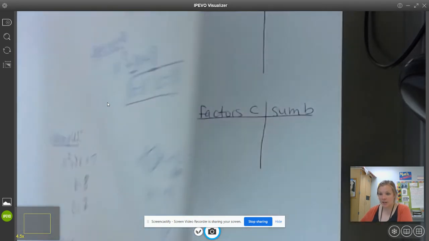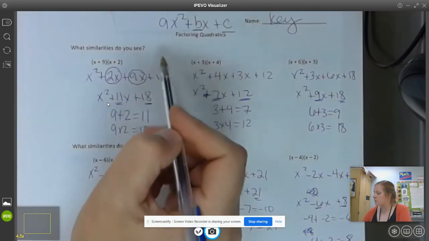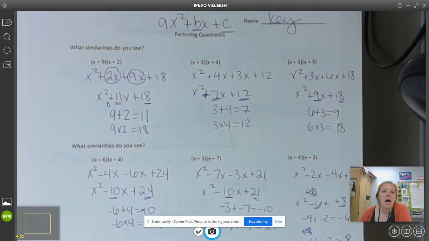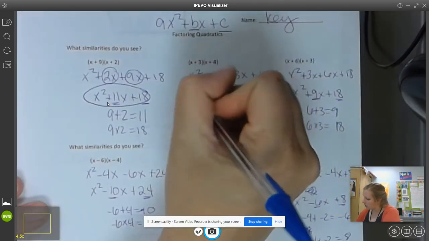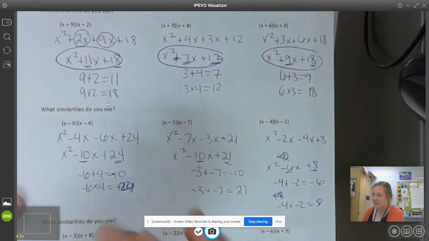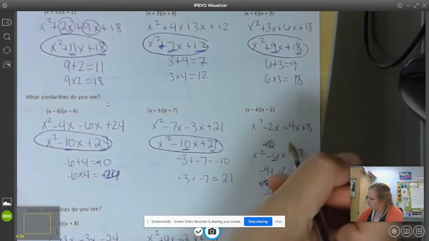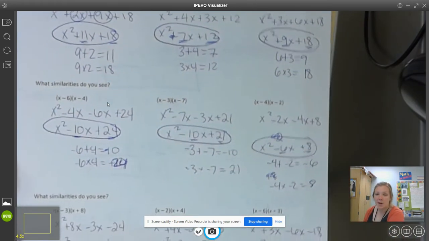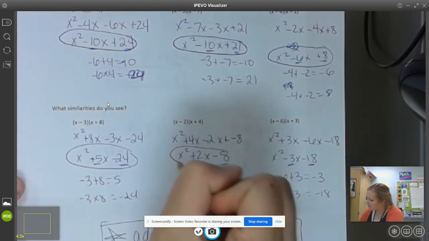Last night or yesterday, you were supposed to work on a worksheet that looked like this. It said factoring quadratics at the top. And I asked to see if you could find any similarities. So these are my answers. You can go ahead and check your work, press pause and find it, and make sure you did it correctly. But there are some pretty cool similarities when you look at these.